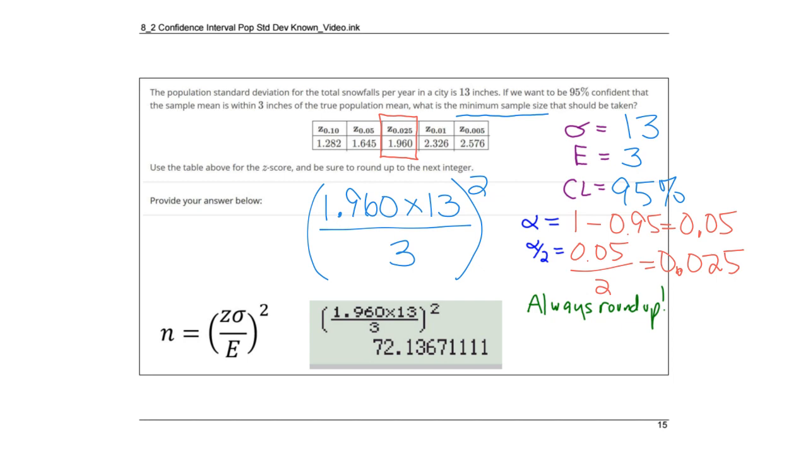So we can't have part of a snowfall. We either have a snowfall or we don't have a snowfall. I don't know why I can't say snowfall today. So therefore, we are going to round this up to 73 just to be on the safe side. If we only look at 72 pieces of data, we might not meet the confidence and the margin of error that we want. So we're going to go ahead and always round up on minimum sample size and therefore we're going to look at 73 snowfalls.